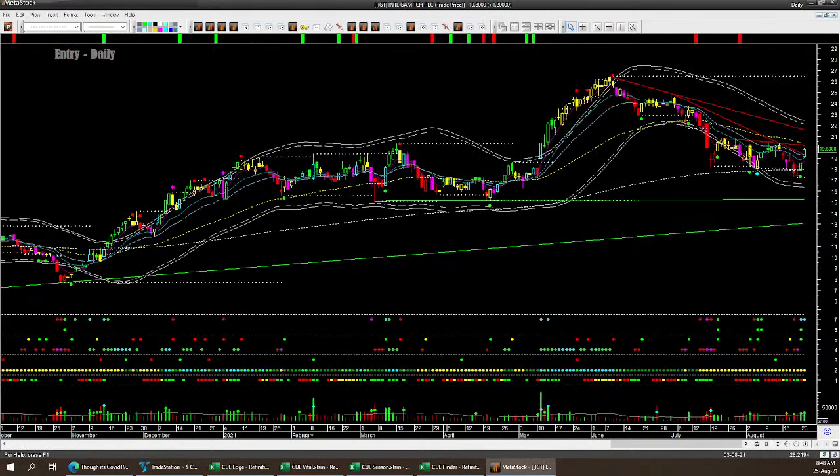Next, IGT broke out of one trend line resistance, but several other trend line resistances are nearby. Not going to buy now. Close it.